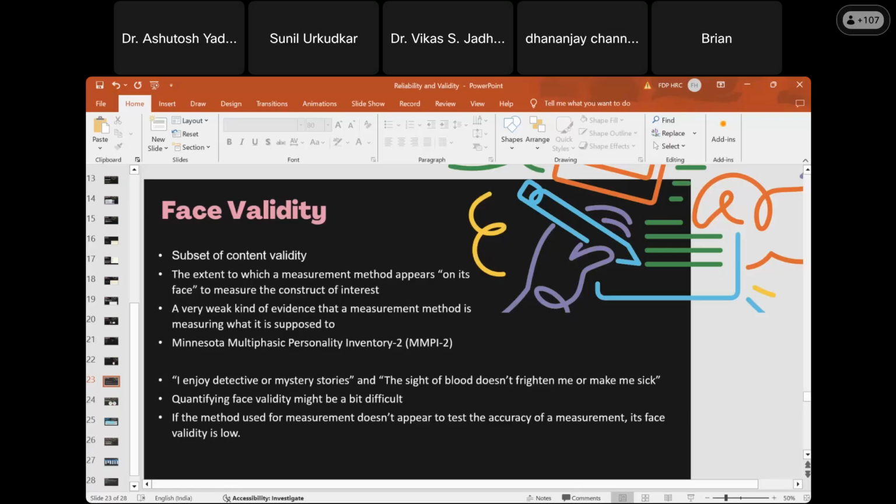In this case, it is not the participants' literal answer to these questions that are of interest, but rather whether the pattern of the participants' responses to a series of questions matches those of individuals who tend to suppress their aggression. Okay, there are 567 statements in MMPI2. Okay, so quantifying face validity might be a bit difficult because you are measuring the perception validity, not the validity itself. So face validity is concerned with whether the method used for measurement will produce accurate results rather than the measurement itself. Okay, so if the method used for measurement does not appear to test the accuracy of a measurement, its face validity is low.